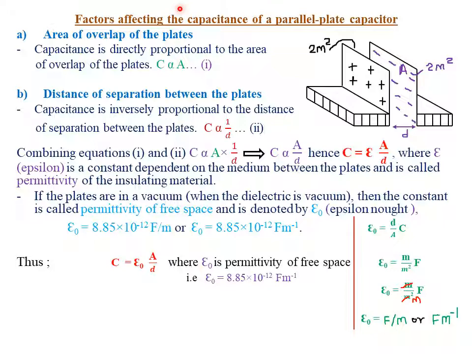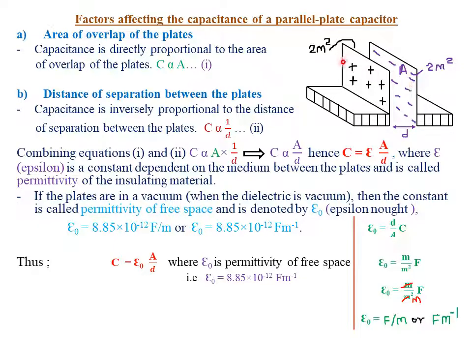So today we are looking at the factors affecting the capacitance of a parallel plate capacitor. The first factor is what we call the area of overlap of the plates. A point to note: when we talk of the area of overlap of the plates, we simply mean the area of one of the plates.